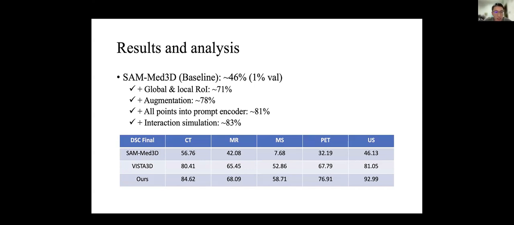We also do some ablation studies. As you can see here, we start our development based on SAMMed3D, which gets about 46% on our 1% validation set. Then after we use the global and local ROI, the performance is boosted to 71%. After we add the augmentation, the performance is about 78. And finally, we achieve 83 on our 1% validation, which is a huge improvement compared to SAMMed3D.